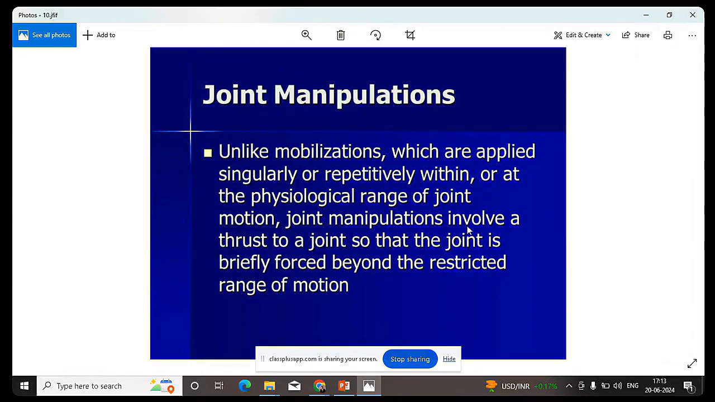Joint manipulation. Joint manipulation is something like chiropractic. Unlike mobilization, which is applied singly or repeatedly within or at the physiological range of joint motion, manipulation involves a thrust, like the cracking sound you see in videos, or when we crack our fingers. This is called manipulation, because the meaning of manipulation is to break the physiological barrier. So briefly, it is force beyond the restricted range of motion.